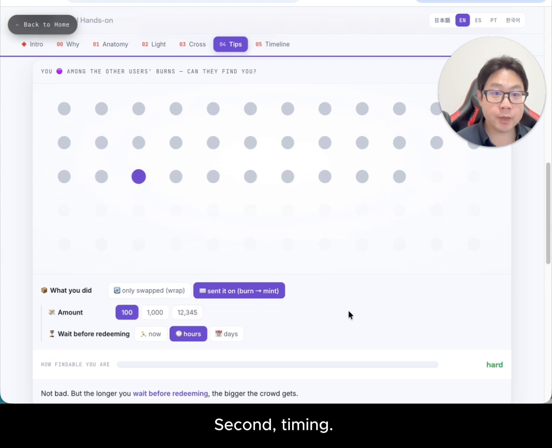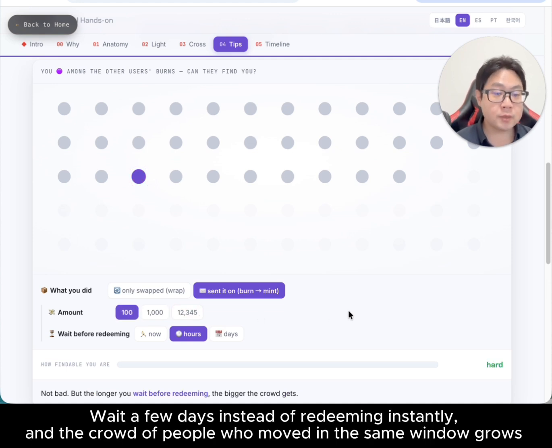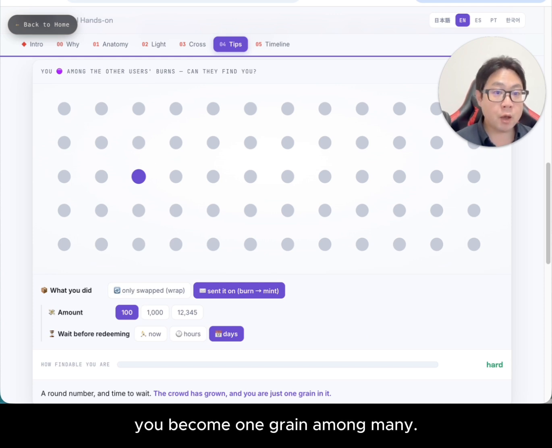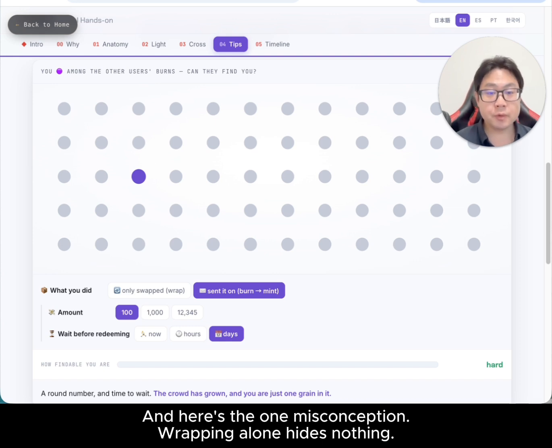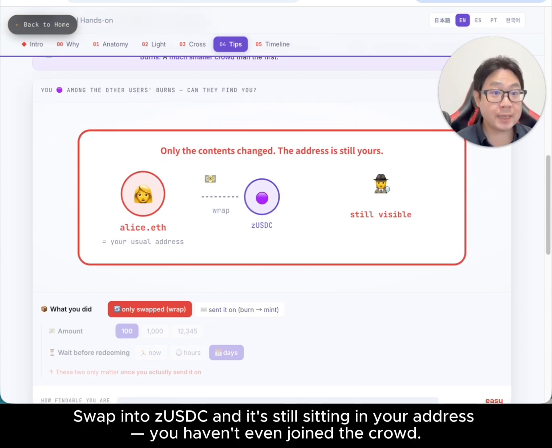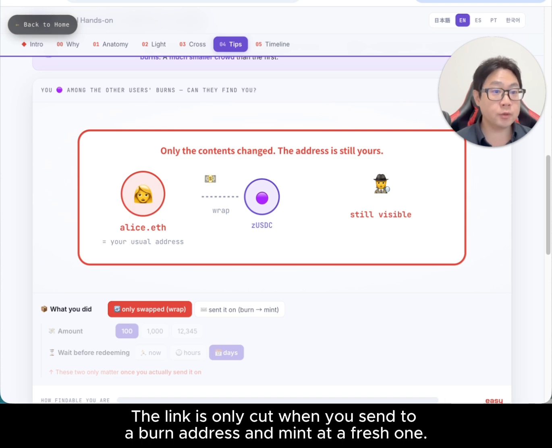And second, timing. Wait a few days instead of redeeming instantly. And the crowd of people who moved in the same window grows. You become one grain among many. And here is the one misconception. Wrapping alone hides nothing. Swap into USDC and it's still sitting in your address. You haven't even joined the crowd. The link is only cut when you send to a burn address and mint at a fresh one.